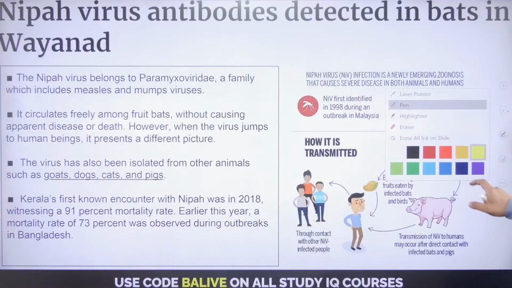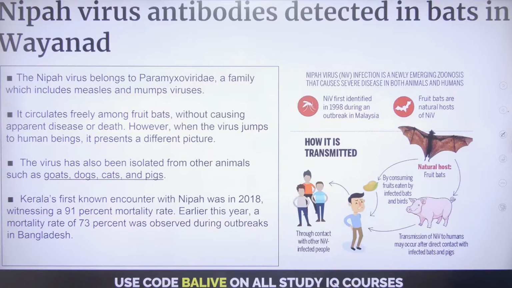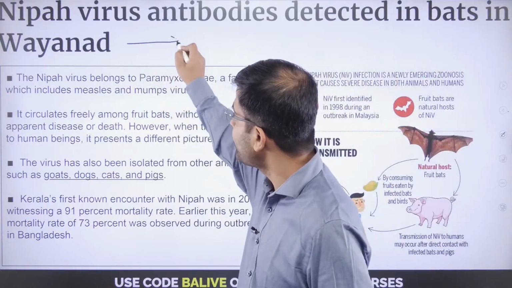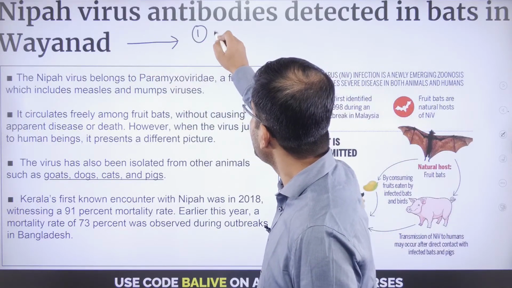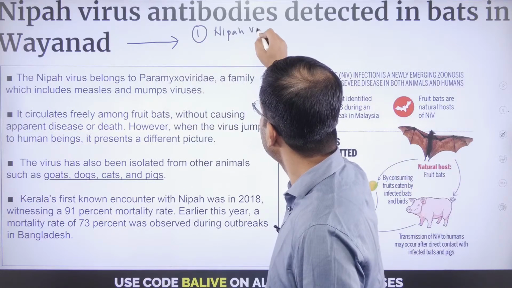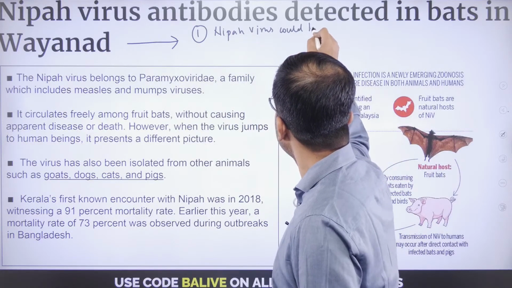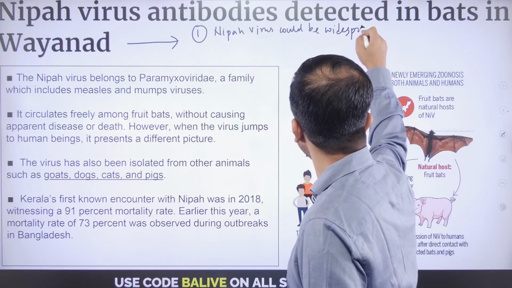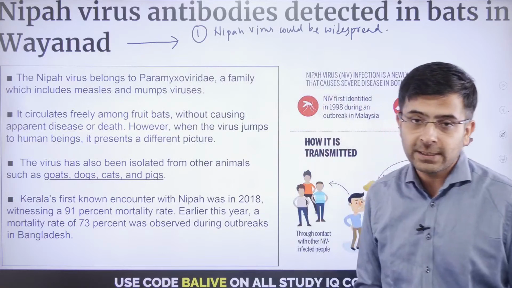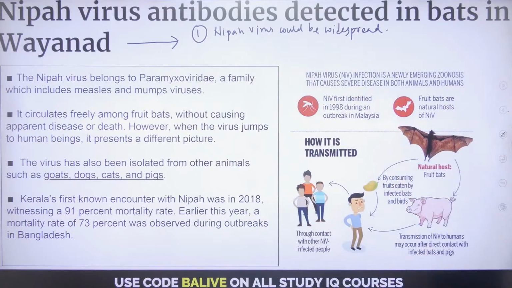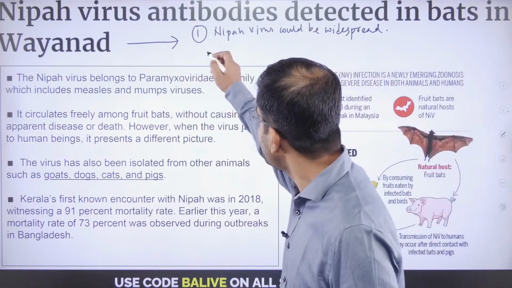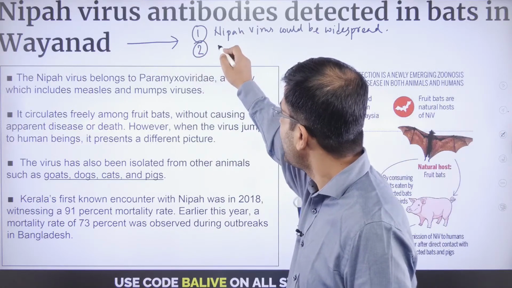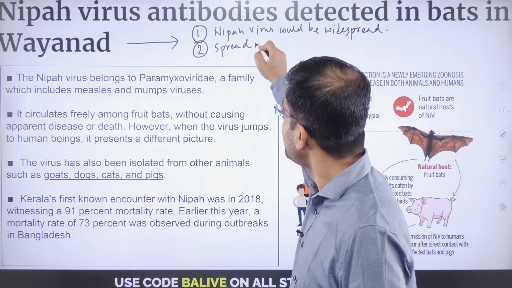The next topic that I have for you comes from the Hindu, by the way. NEPA virus antibodies detected in bats in Wayanad, in Kerala. Essentially, this means, if I were to break it down for you, number one, the NEPA virus could be widespread. We were thinking so far that it is localized, but it could be widespread because its antibodies have been detected far from the first case. And there is a realistic chance that it could spread in a larger area.